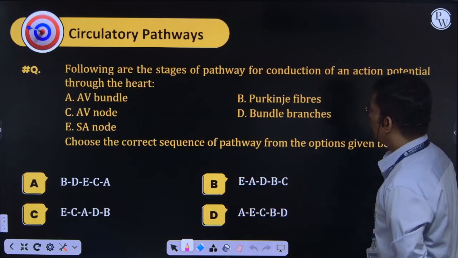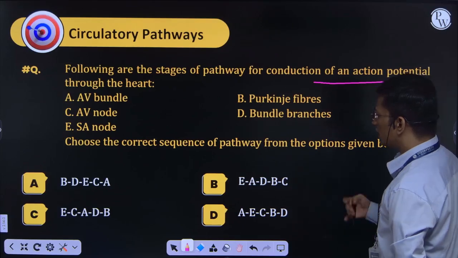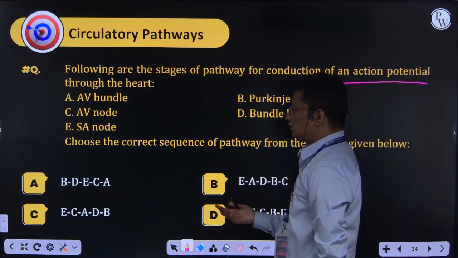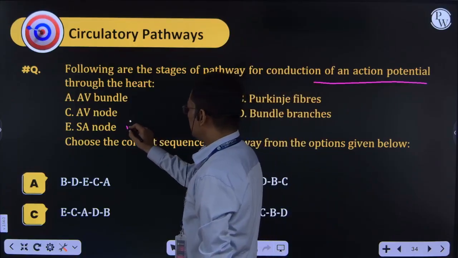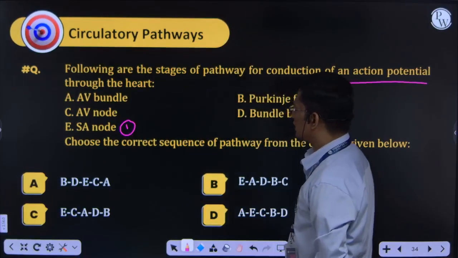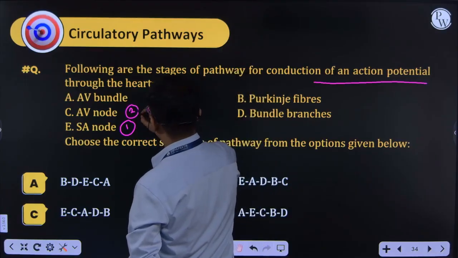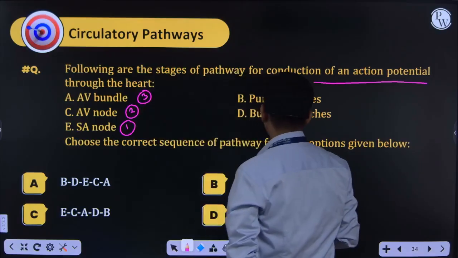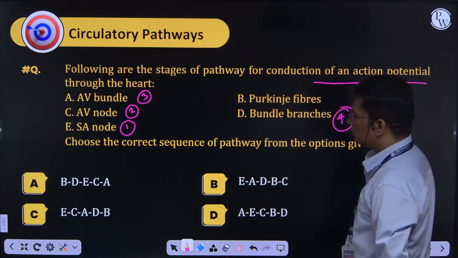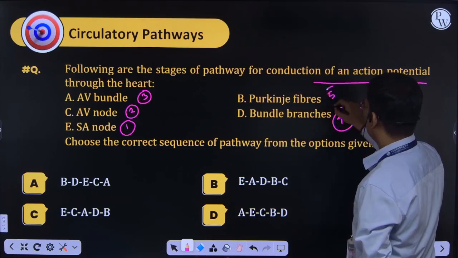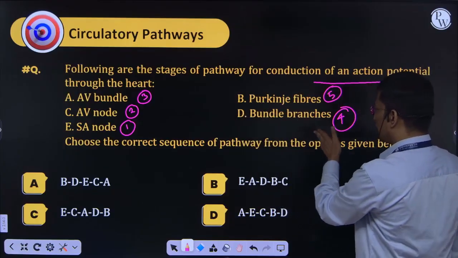Following are the stages of pathway of conduction of an action potential. So action potential, where is it originating? SA node, auto-excitable, that's why our heart is known as myogenic heart. SA node is the pacemaker, so electrical impulse is generated here. After SA node, it will go to AV node. From the AV node, it will go to AV bundle. From AV bundle, it will branch into the bundle of His. Then it will spread along the ventricles, that is Purkinje fibers. So this is the order: SA node, AV node, AV bundle, bundle of His, Purkinje fibers.